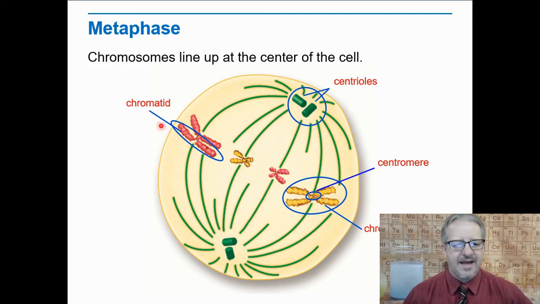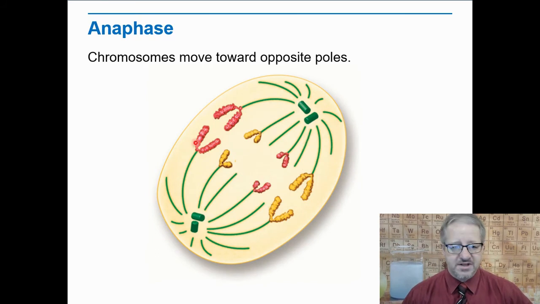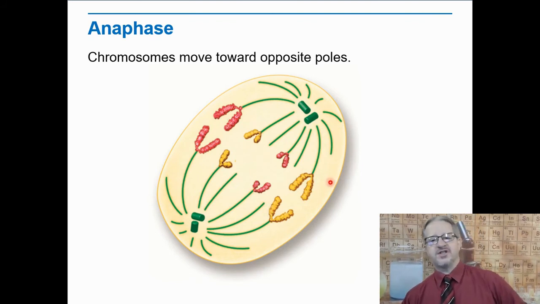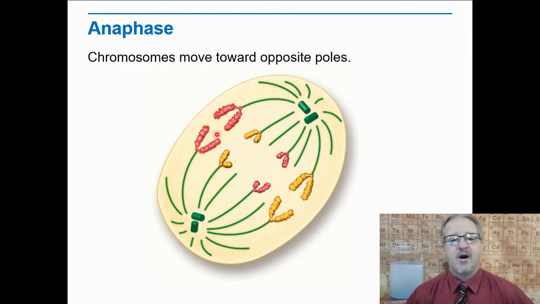Now, each chromosome, again, this chromosome here and this chromosome here, contains the identical information. All right, now that leads us to anaphase. And anaphase is the process where those chromosomes, the sister chromatids, are actually separated from one another. So now they're just chromosomes. They're no longer sister chromatids because they aren't paired up any longer. Okay, and those chromosomes are then pulled to opposite ends of the cell by those spindle fibers.